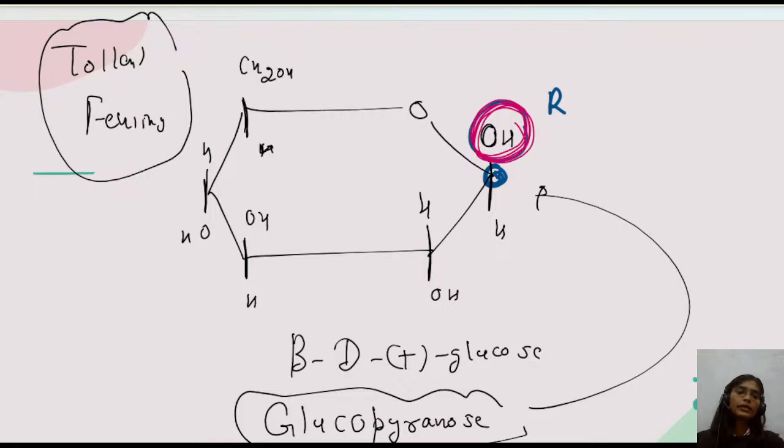Okay, now let's go back here. Now collect all the information. In the first part of the class, we discussed how the open chain structure looks. We discussed so many tests, like the test with HI, the test with bromine water, and the test with HNO3.